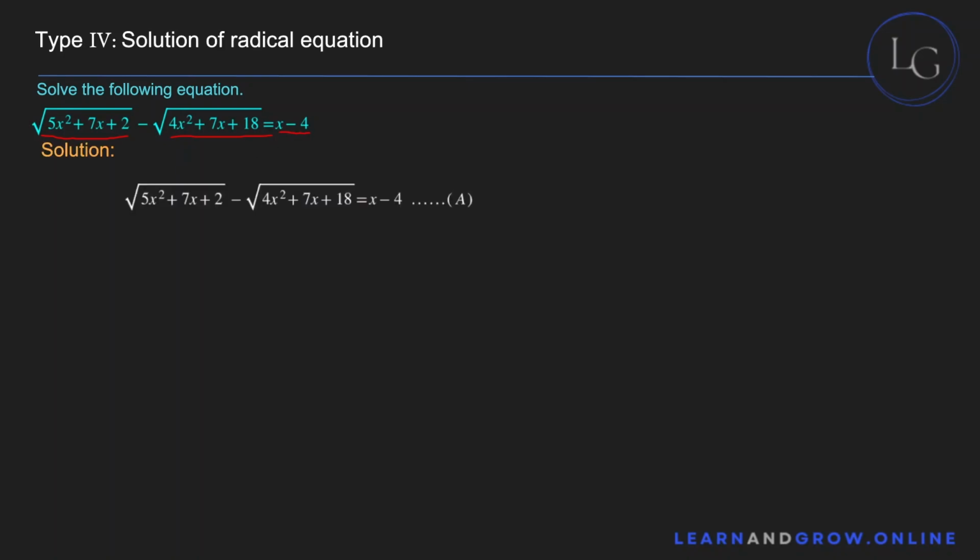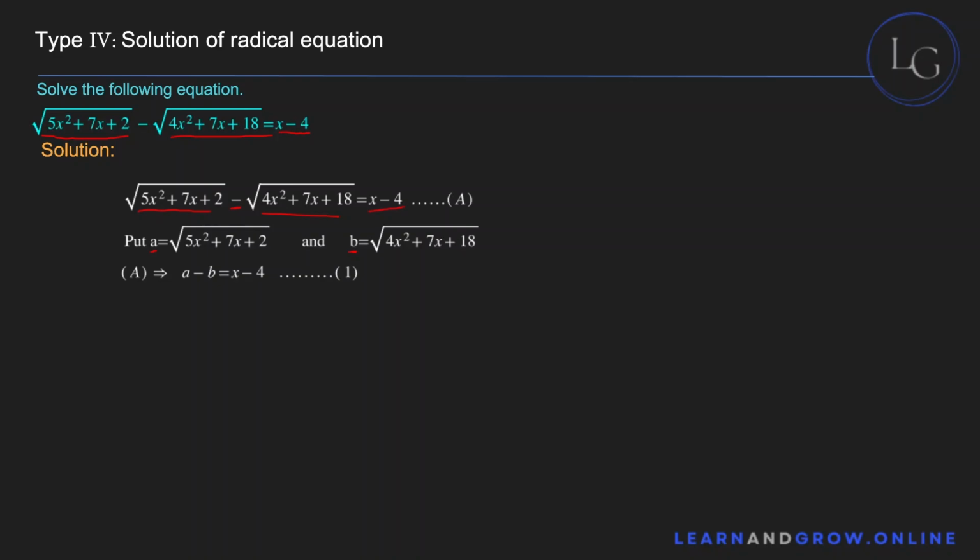So how will we go about this? Well, you'll give this first radical expression the value of a, and you'll give the second radical expression the value of b. Now, as you know, this is a minus b. This can be written down as a minus b, and that is equal to this, x minus 4.